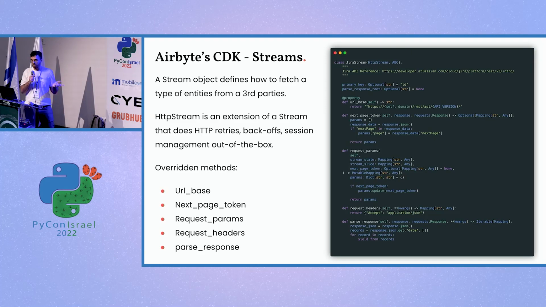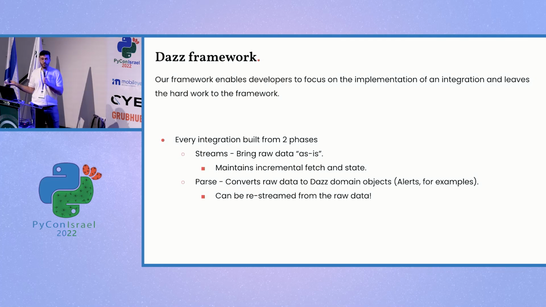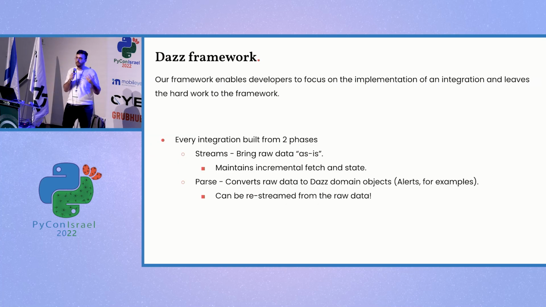Basically, we used these kinds of parts to create our own SDK. So we went on a journey to build our own DAS framework. And this framework needs to enable developers to write integrations quickly, to deliver fast. And we decided on something different from Airbyte: we split the integration into two phases. The first phase is a stream, like Airbyte did, which maintains the incremental fetch and the state and pagination and all that annoying stuff. And then we save the data as is, raw, from the API.